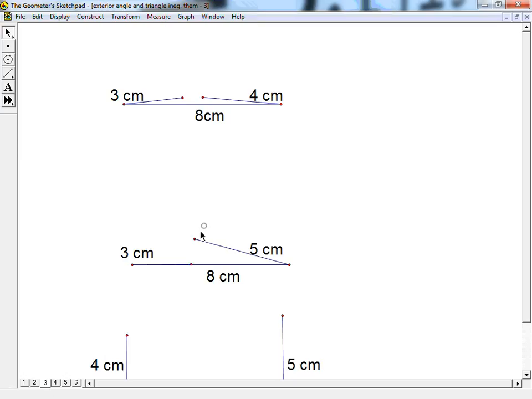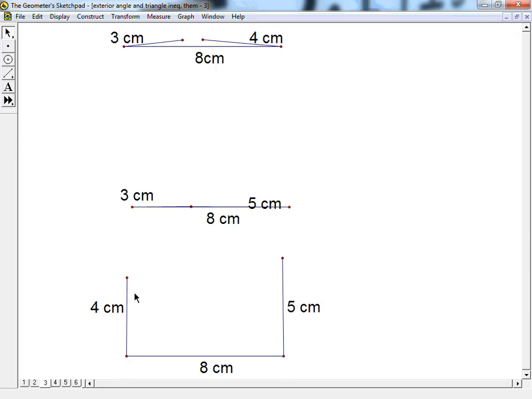Right where they will close will be right there. Is that a triangle? Now that's a line segment. So it doesn't work. So if the two numbers are less than the bigger number, it doesn't work. If the two numbers are equal to the bigger number, it doesn't work either. Let's take a look at what if the two numbers are more than the third side.